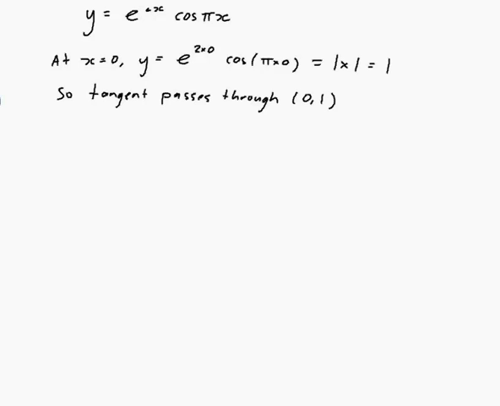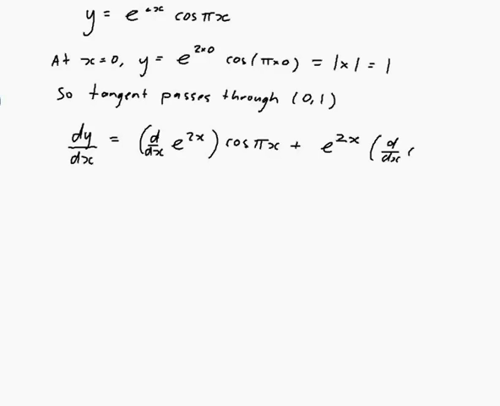Okay, cool. And it has the same slope as my function y. So let's find the slope of the function y. That would be dy on dx. So it looks like I'm going to have to use the product rule. So it will be whatever the derivative of e to the 2x is times cos pi x, plus e to the 2x times whatever the derivative of cos pi x is. I do it this way because then I don't have to freak out by having to do it all at once.